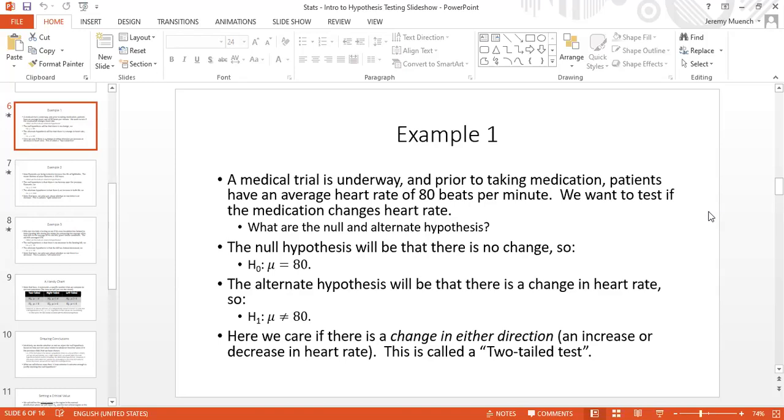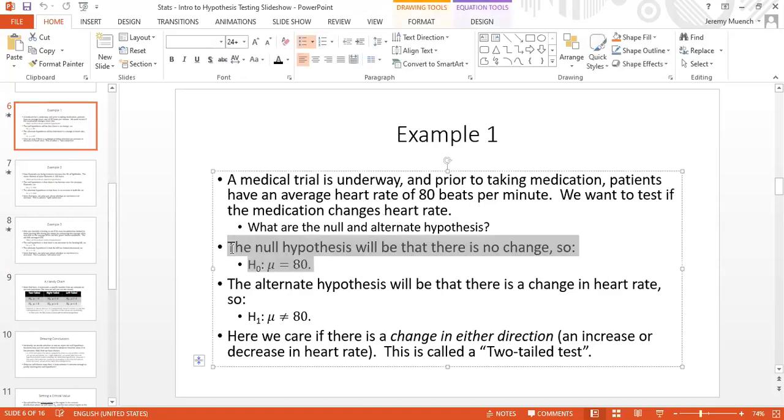So here, our null hypothesis is that there's no change. So there is no notable difference. In other words, the mean is 80. The mean for the data we collected is 80. And it doesn't have to be exactly 80. It just needs to be close enough to 80 that we have no reason to think that this is erroneous.